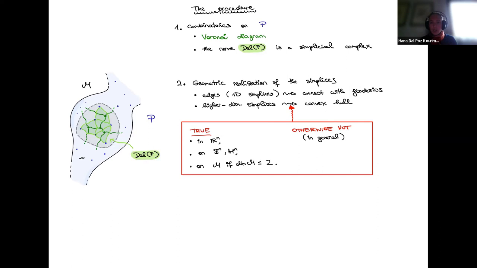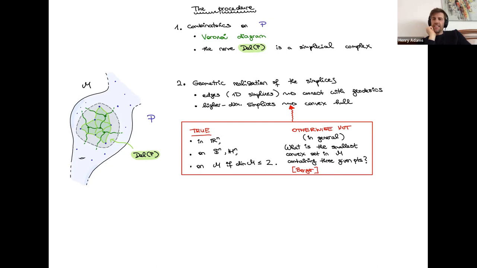However, if the dimension of the manifold is larger than 2, we have the following open question by Virgie. If I take 3 points in a manifold of high enough dimension, what is the smallest convex set in this manifold that contains the 3 points? And this is an open question. It's not clear. And here you mean geodesically convex? Yes. Right. So convex hull is a problem.